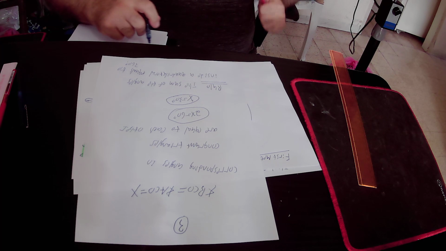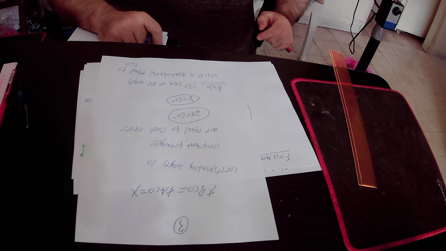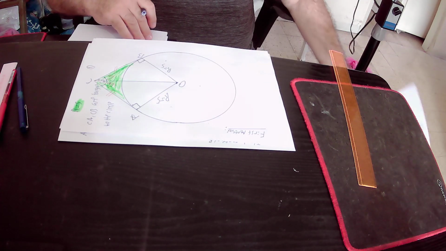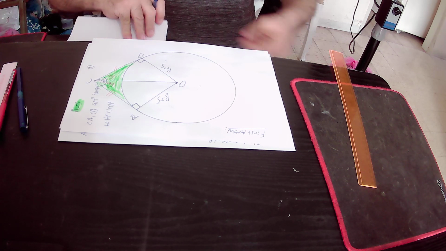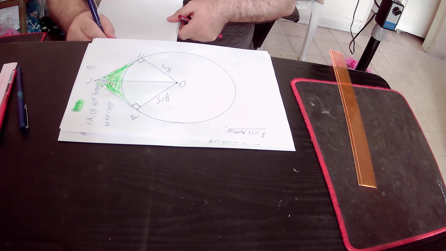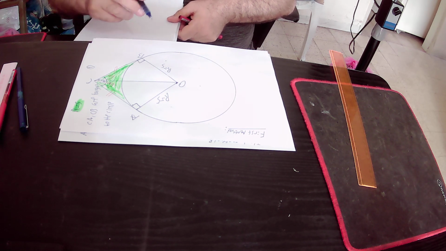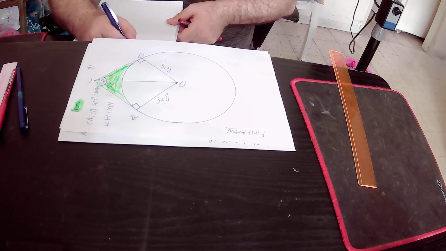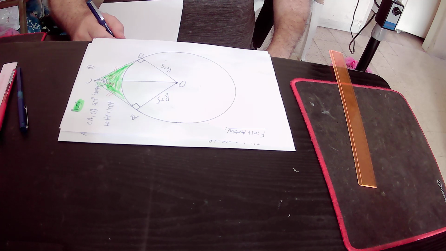So I will read the rule again. The rule states that the sum of the angles inside a quadrilateral equals 360 degrees. So actually, according to that rule, the sum of the angles in quadrilateral ABCO equals 360 degrees.